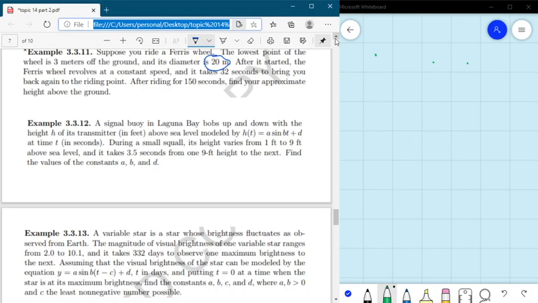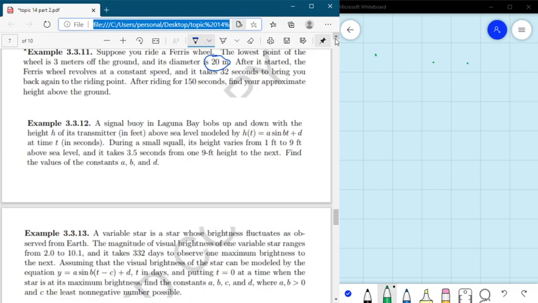Okay, a signal buoy in Laguna Bay bobs up and down with the height of its transmitter in feet above sea level, modeled by h of t is equal to a sine bt plus d at time t in seconds. During a small squall, its height varies from 1 foot to 9 feet above the sea level, and it takes 3.5 seconds from 9 feet high to the next. Find the values of the constants a, b, and d.